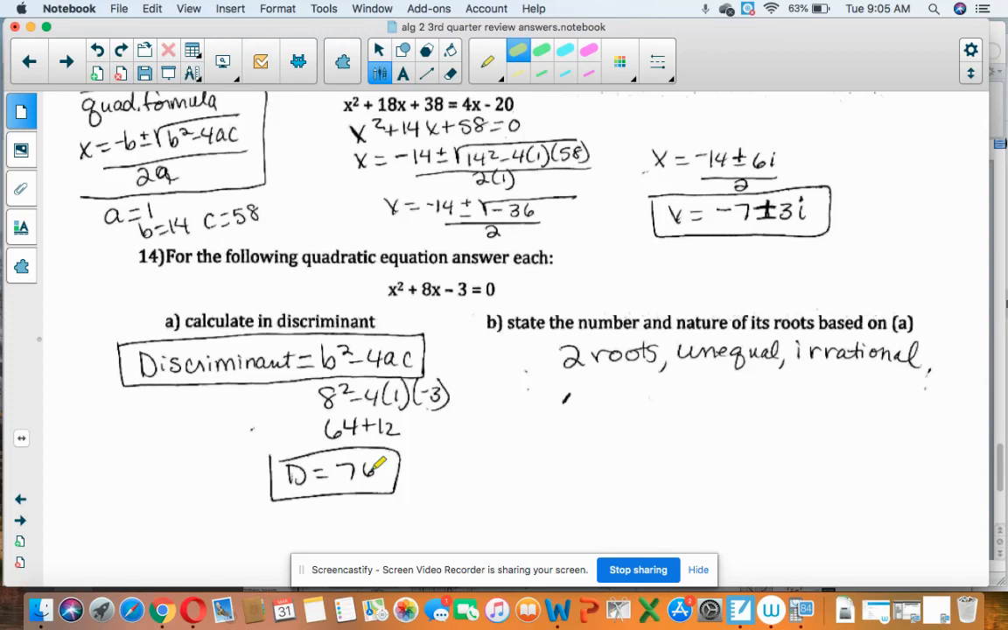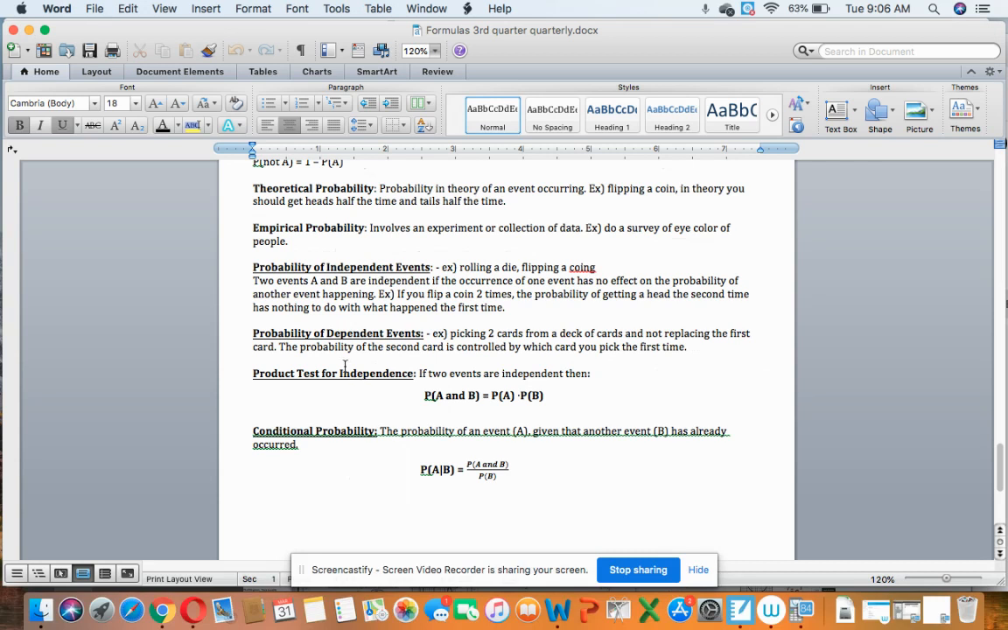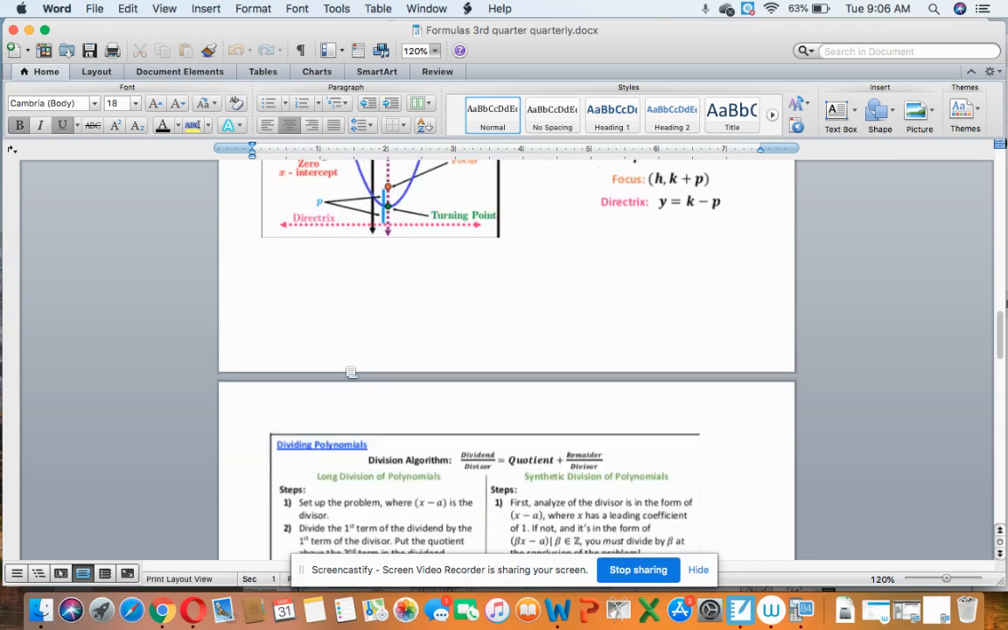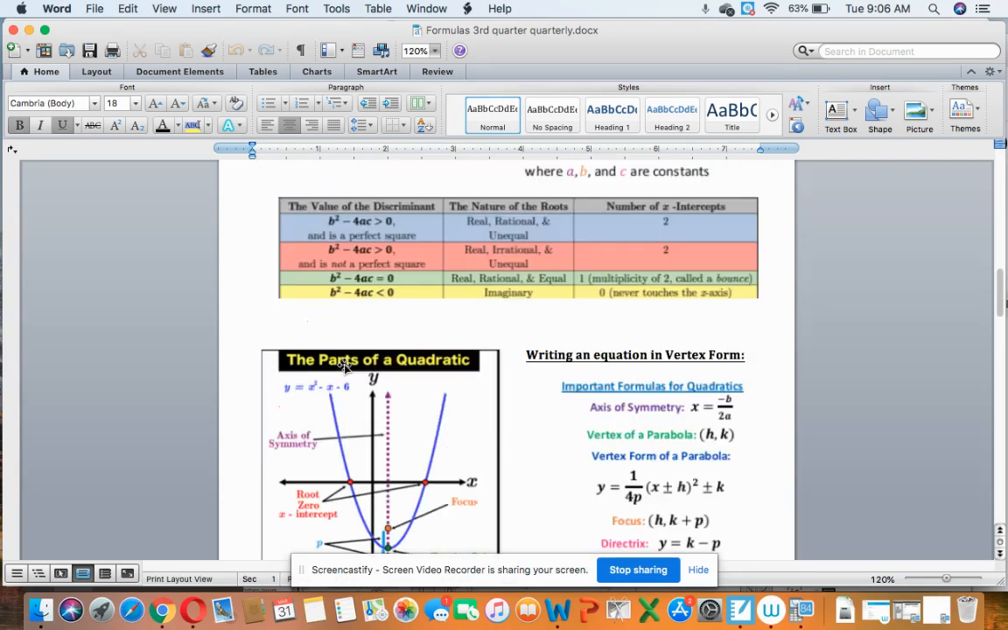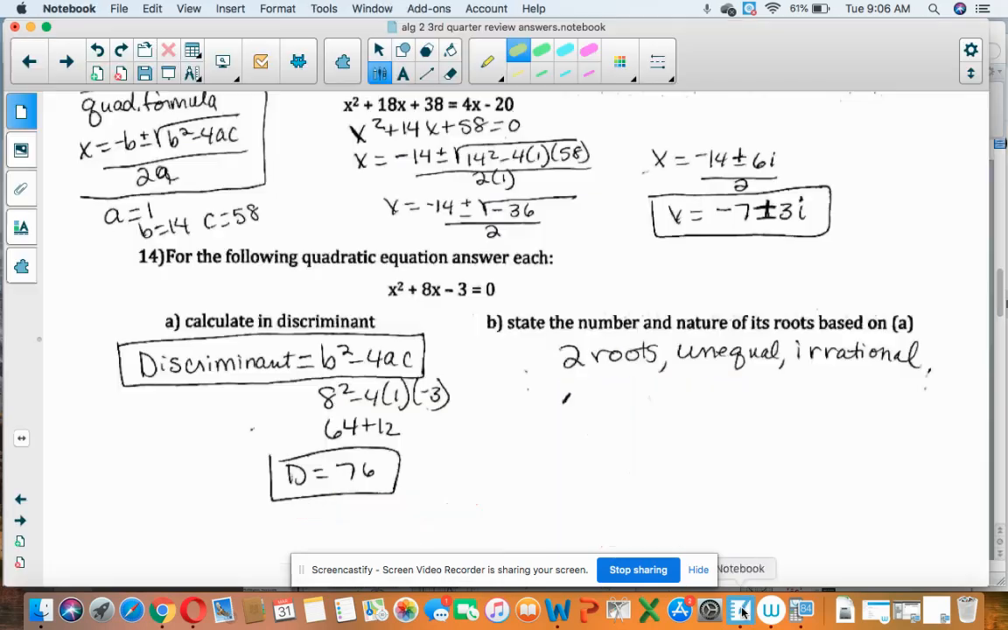I can then look at my table that I had over here. So when my discriminant is positive, greater than 0, if it's a perfect square, you're going to have two real rational unequal roots. If it's greater than 0, but it's not a perfect square, and 76 is not a perfect square, you have two real irrational and unequal roots. Okay, so I have two roots, they're unequal and they're irrational.